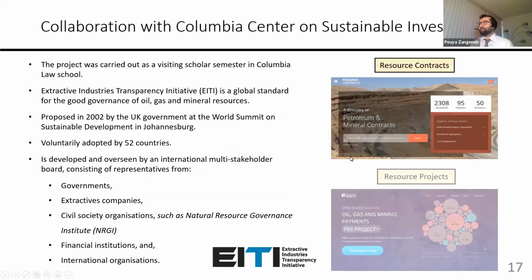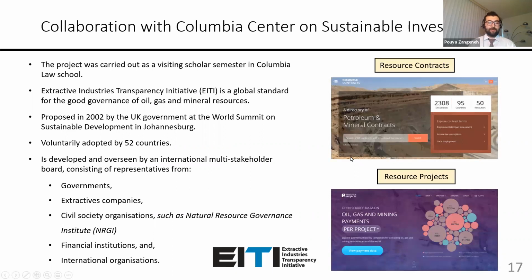Now, one of the data sets that I found was the data set of mining disclosures. These were the disclosures that mining companies and governments who are voluntarily adopting EITI, the Extractive Industry Transparency Initiative, would make of the payments to each other. So, essentially mining companies to the governments, which is basically collected at the project level. And there is as well the database of project contracts that these governments and companies actually make. So this data is being disclosed as a part of the EITI commitment.